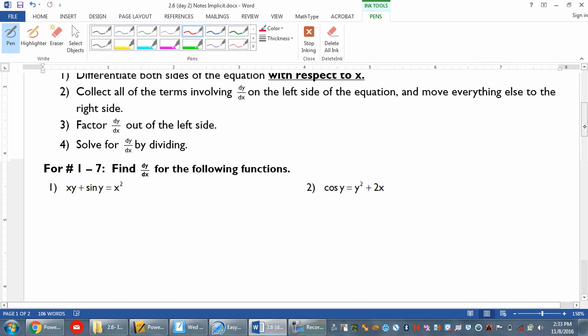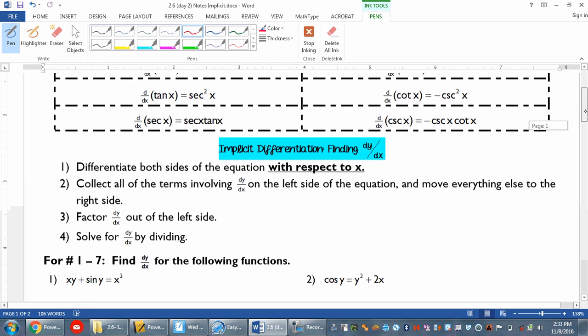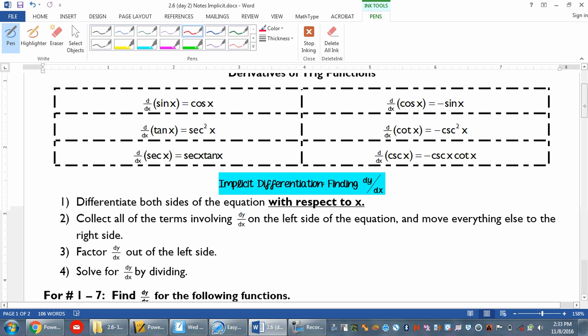All right, so today what we're going to do is review implicit differentiation, what we learned on Friday, but now with trig functions. So here are our six derivatives of our trig functions that you should have memorized by now.